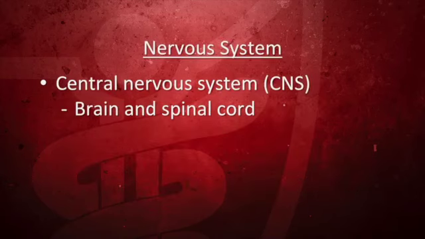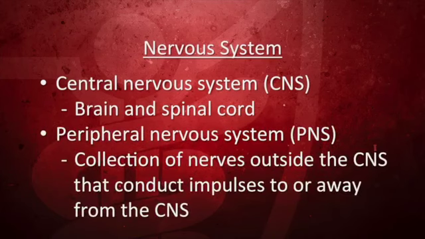The nervous system may be structurally divided into a central nervous system and a peripheral nervous system. The central nervous system consists of the brain and the spinal cord, while the peripheral nervous system is the collection of nerves outside the central nervous system that conducts impulses to or away from the central nervous system.